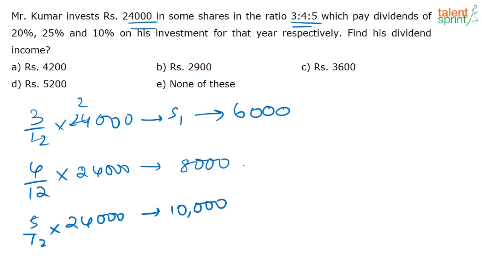The first share is paying a dividend of 20%. So what is the dividend that he is getting from the first share? 6,000 into 20/100, 20% of 6,000. What is that? That is equal to 1,200, correct. Now in the second share, he is getting how much dividend? He is getting a dividend of 25%. So 8,000, 25% is 1/4. So 1/4 of 8,000 is 2,000. So he is getting a dividend of 2,000.